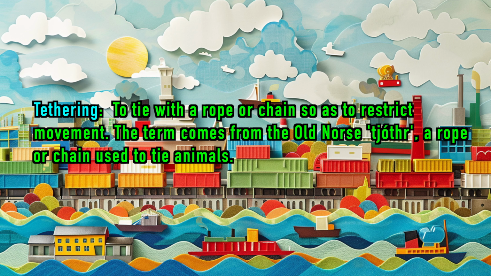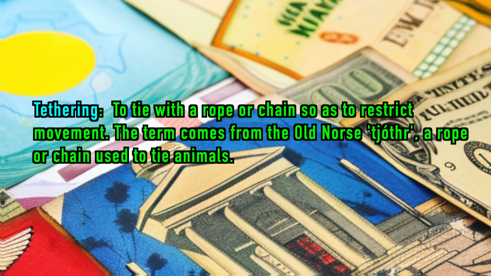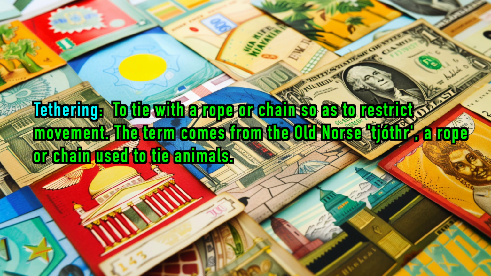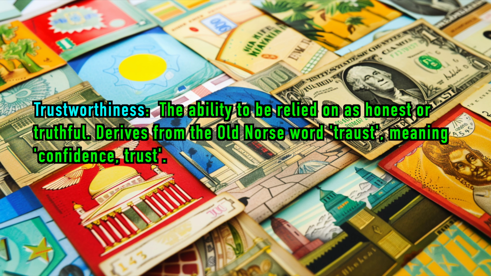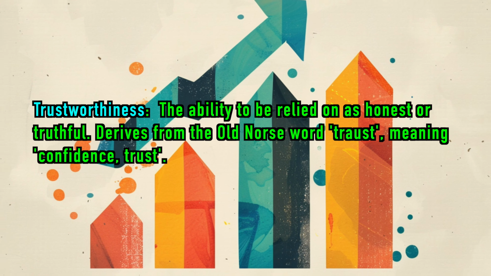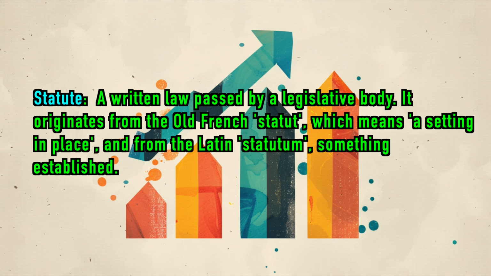Tethering, to tie with a rope or chain so as to restrict movement. The term comes from the Old Norse tjotter, a rope or chain used to tie animals. Trustworthiness, the ability to be relied on as honest or truthful, derives from the Old Norse word traust, meaning confidence, trust. Statute, a written law passed by a legislative body.